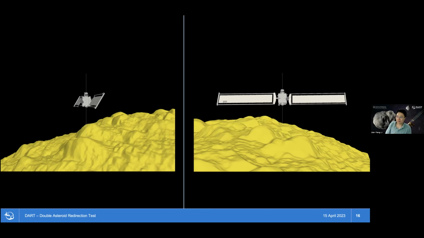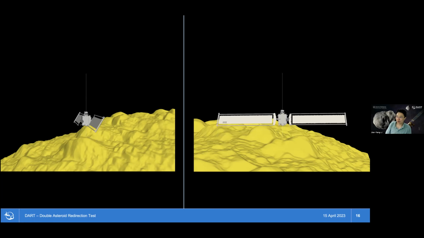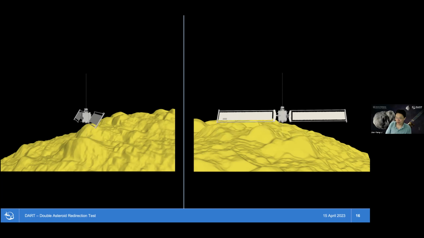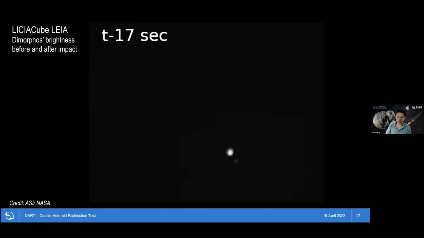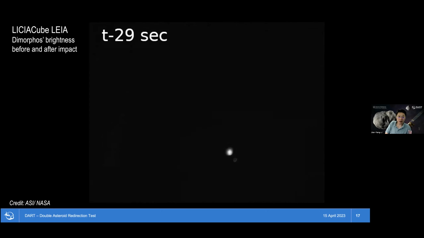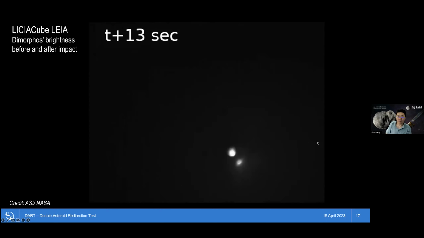All right. Now, finally, after 20 minutes, we get to the topic of this presentation, which is about the ejecta. Let's see what we did to Dimorphos. These are images from the long-range camera from LICIACube, the flyby spacecraft, right? This short sequence was taken half a minute before impact to half a minute after impact.